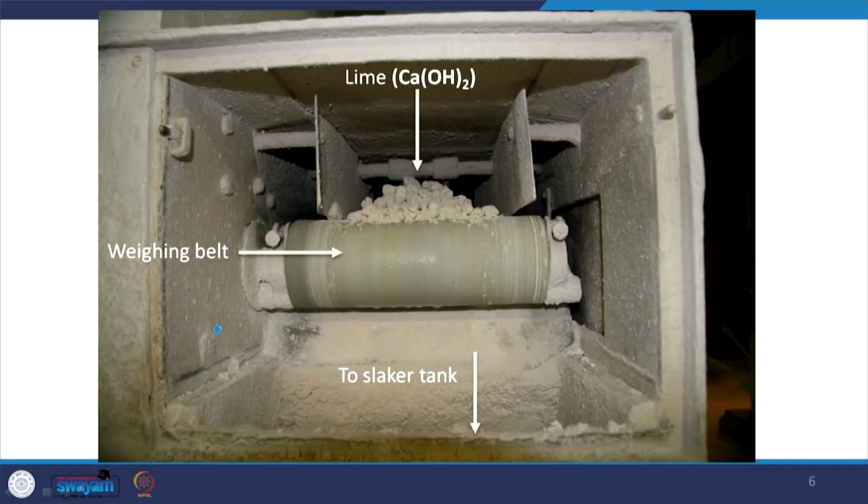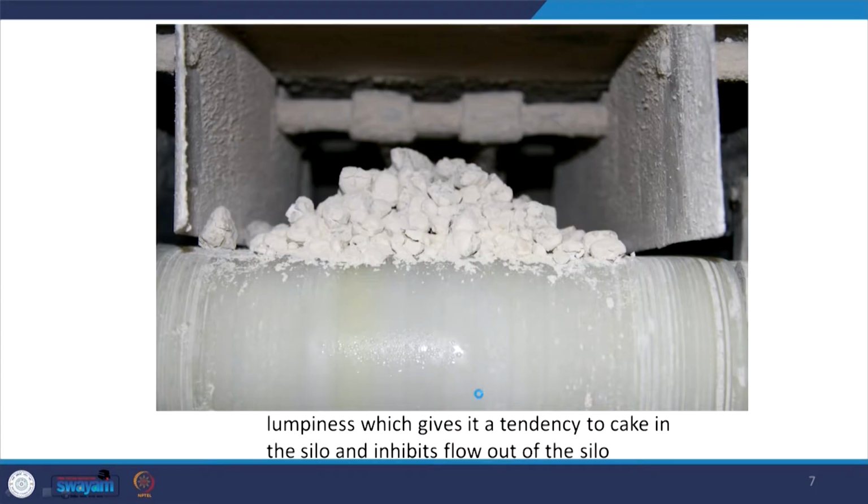So here you see lime being added, or slaked lime, or hydrated lime. This is the weighing belt, and depending on the mass required, you are going to add it to the slaker tank. Again, it's a mass balance which we will look at later. And here you see the lumps. That's why they form cakes.